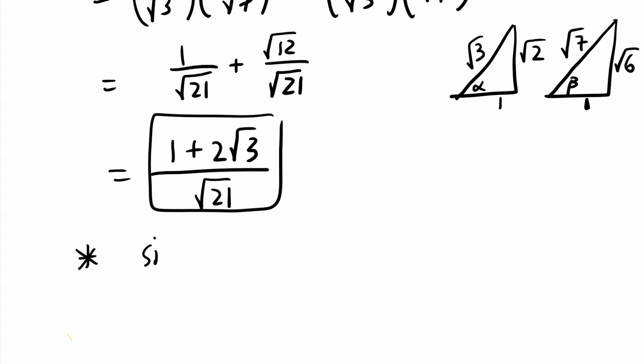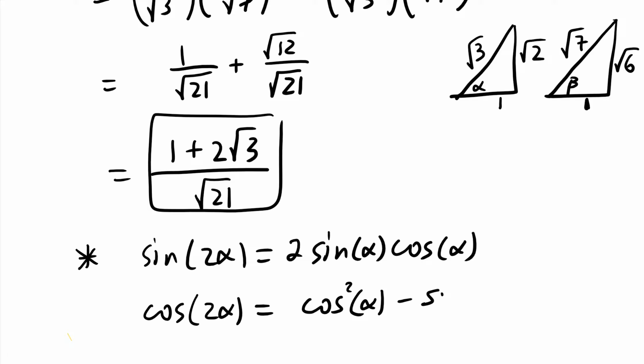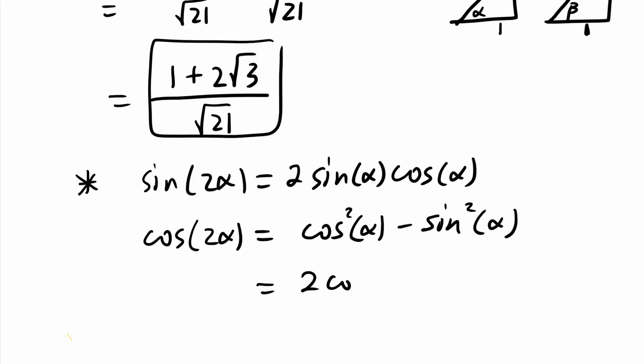Make sure you know the double angle formula. Sine 2 alpha is 2 sine alpha cosine alpha, that we used earlier in one of the examples. And cosine 2 alpha has 3 formulas: cosine square alpha minus sine square alpha, which was used earlier, or 2 cosine square alpha minus 1, or 1 minus 2 sine square alpha.